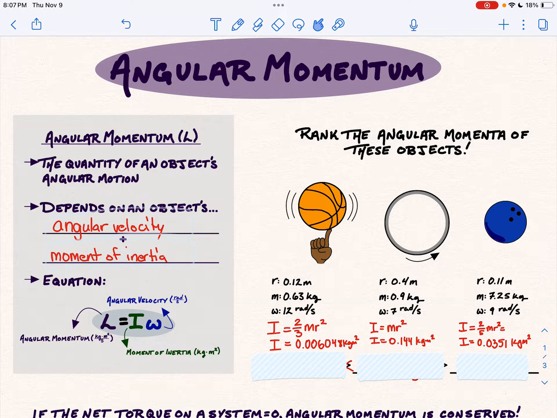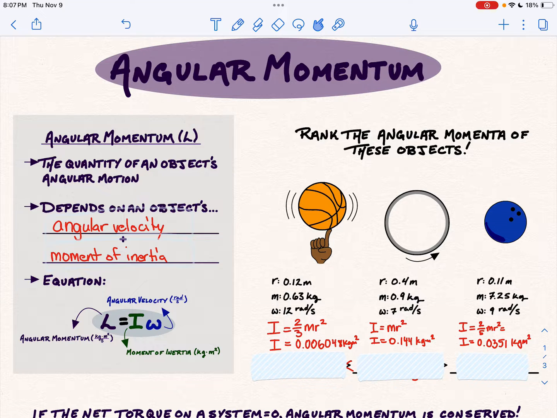I have a ranking problem: rank the angular momentum of these three objects. We have a basketball spinning, a hoop that's rolling, this is a big, hula hoop sized hoop, and a bowling ball that's rolling. And it turns out if you look at the moment of inertia of each of them, the hoop has by far the largest moment of inertia.